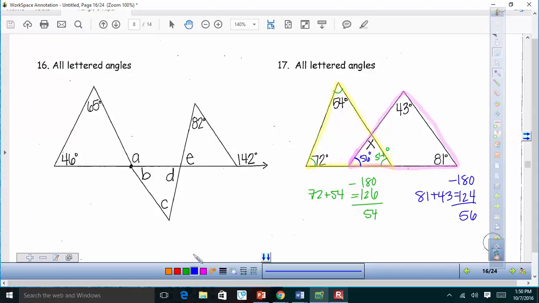So here, now we want to find x. We want to find this last angle. So since I have these 2 bottom angles, I can add those together. 56 plus 54 gives me what? 110. I can subtract 110 from 180. And so x equals 70 degrees.